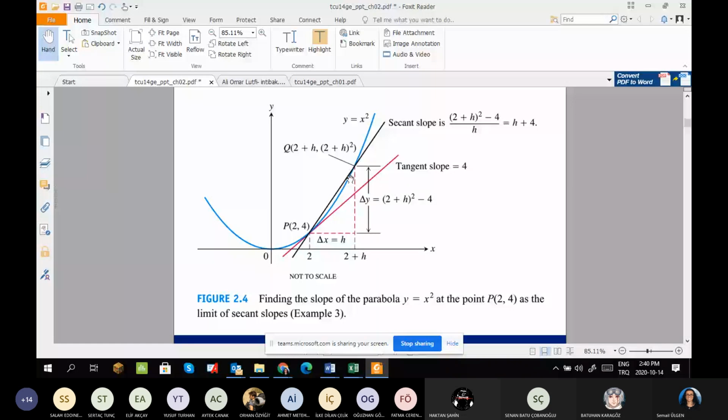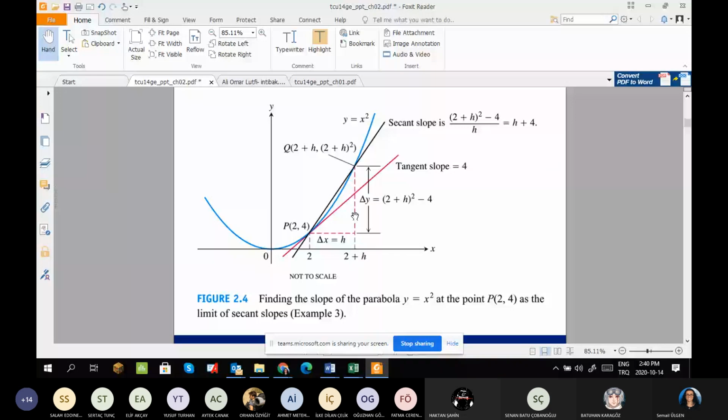Because this line is getting closer to the tangent line, it's going to have a different slope. We just collect them, look at them, and put them in a table. Then as Q gets close to P, we want to see which number they approach. Our function is y equals x squared. What is the secant slope? It is delta y over delta x. What is delta y here?